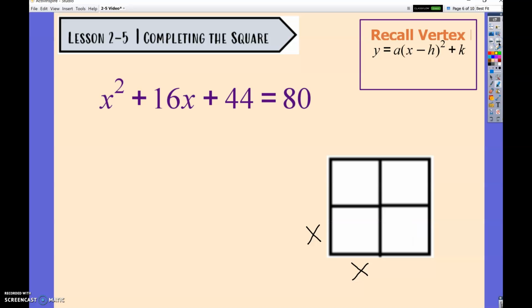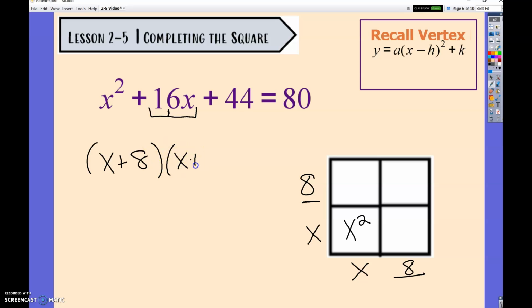So if we look at this example, we're going to use our box to help us. I'm going to put my x's on the side of my box, and I know I want that to be x squared. I want these two values to be the same number, remember, because then I can say it's x plus that number squared. The way I'm going to guess what that number is, whatever the b value is in the middle, I'm going to take half of that. So half of that would be 8. If I put 8 here, and I write x plus 8 times x plus 8, these middle terms, so 8x and 8x, will add to 16x. I need that to happen, because then eventually I can write x plus 8 squared, and that's my goal.